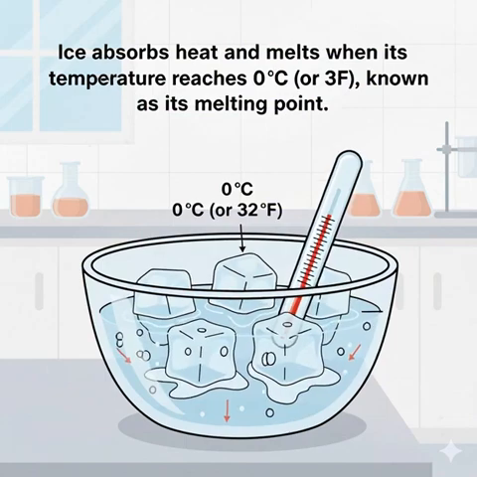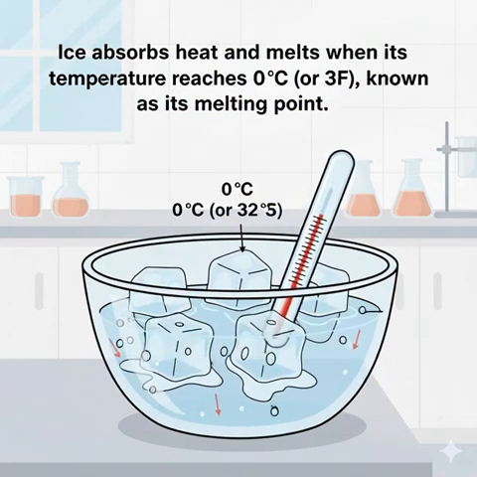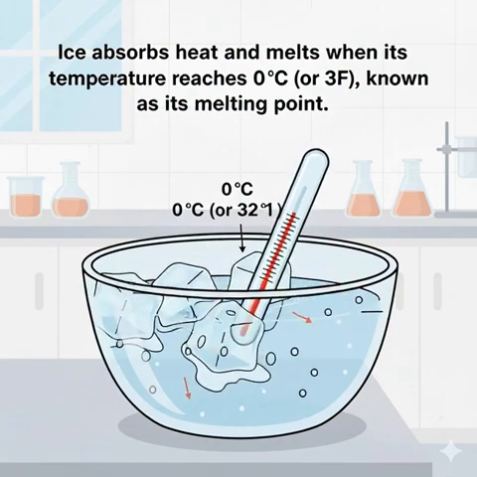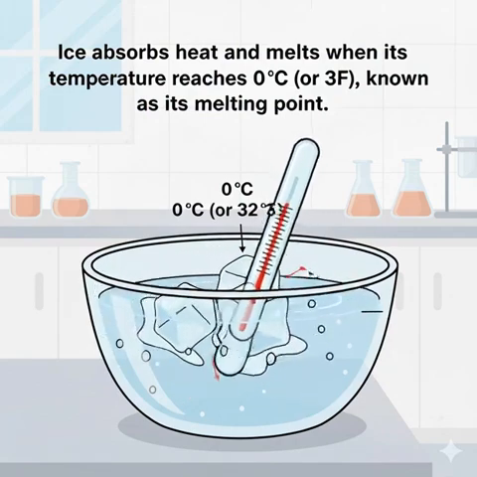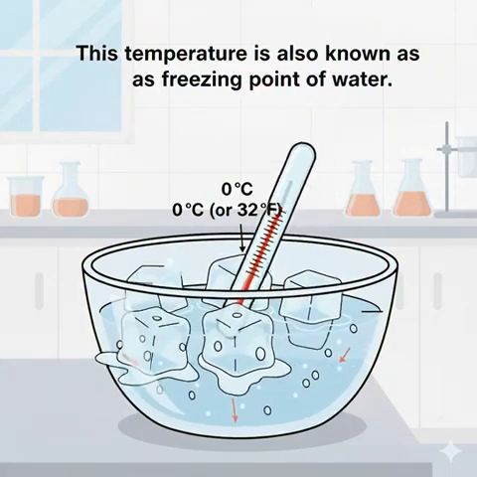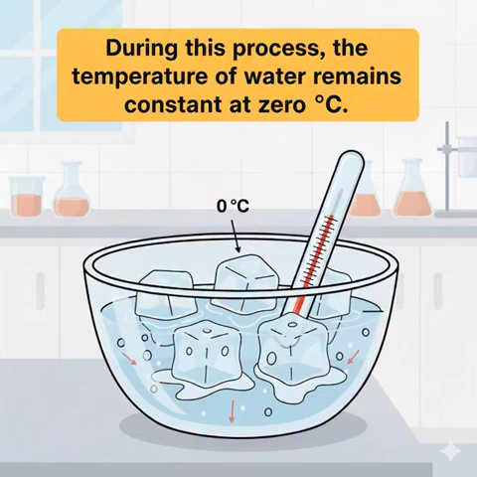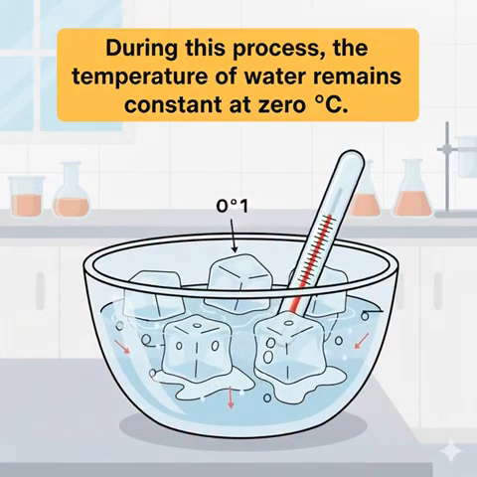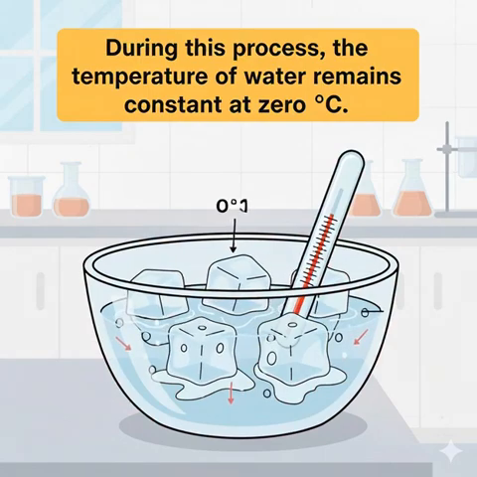Ice absorbs heat and melts when its temperature reaches 0 degrees Celsius or 32 degrees Fahrenheit, known as its melting point. This temperature is also known as the freezing point of water. During this process, the temperature of water remains constant at 0 degrees Celsius.